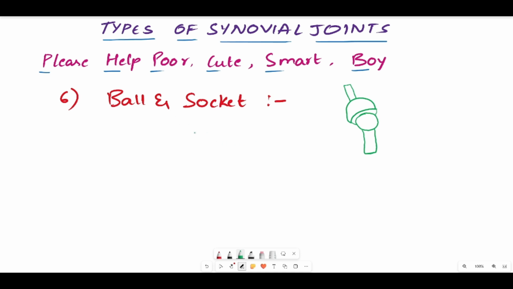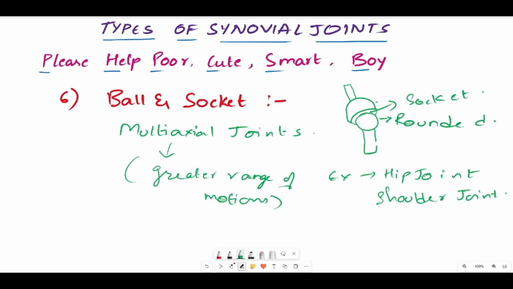So the sixth and last type of synovial joint is the ball and socket joint. And the diagram of this will look like this. This has a rounded head of a bone, and this fits into a concave articulation that looks like a socket. The points to be included are, this has a rounded head of one bone, fitting into a concave articulation which looks like a socket. And this is functionally classified under the multi-axial joints because it shows a greater range of motion. Coming to the examples, it is the hip joint and the other one is the shoulder joint.